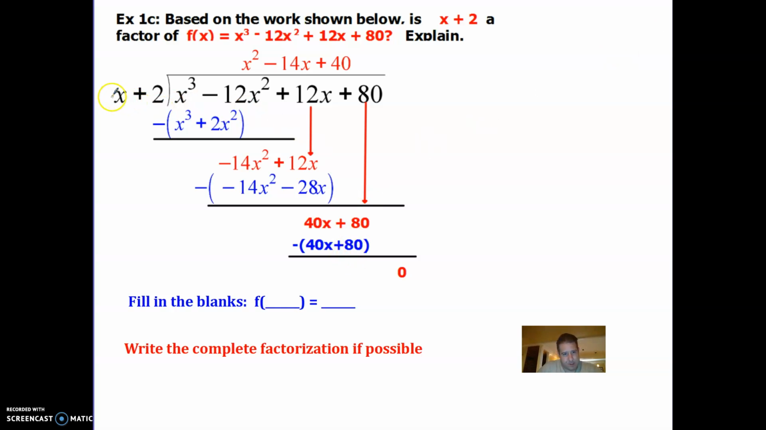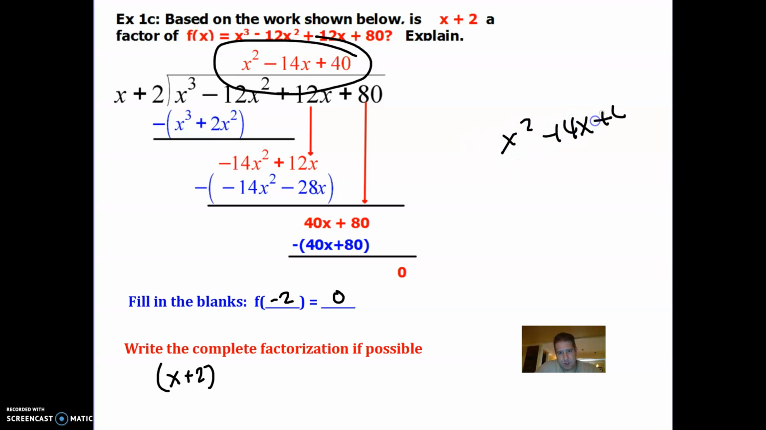Same thing here, but it looks like x plus 2 does go in equally, so negative 2, f of negative 2 is 0. So therefore, the complete factorization is x plus 2 times, now I need to factor this again, x squared minus 14x plus 40. I'm looking for two numbers that give me 40 when multiplied, but add up to negative 14. And that would be negative 10 and negative 4.